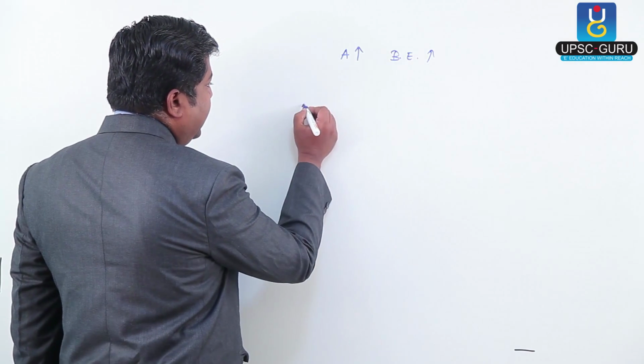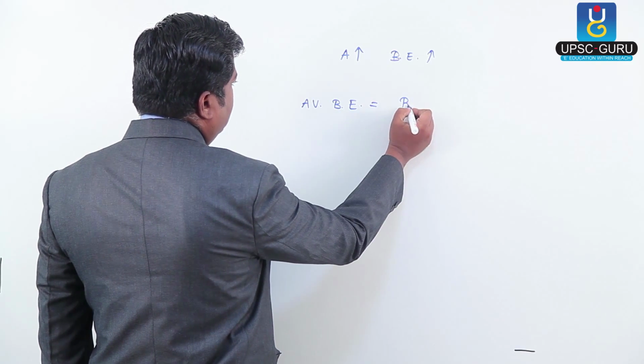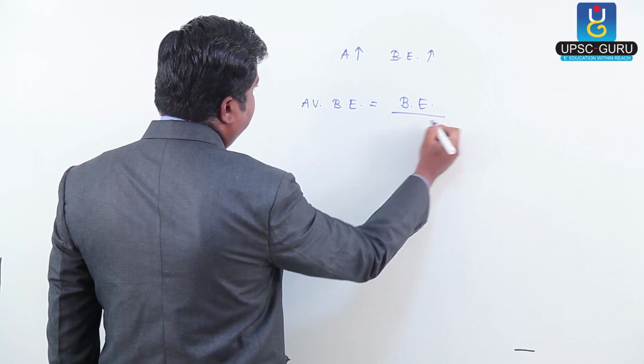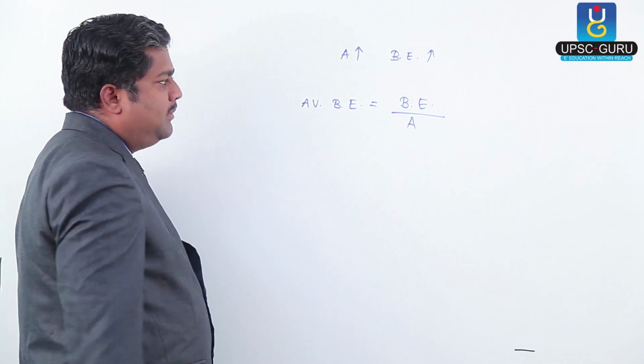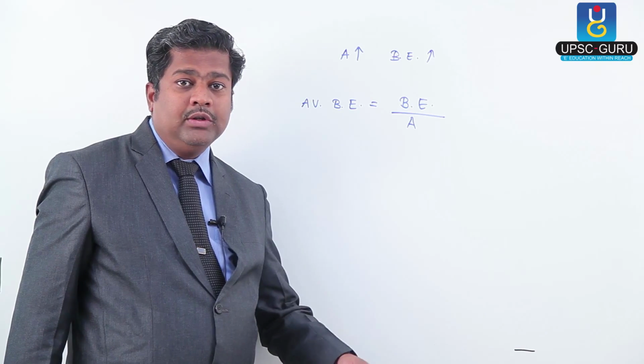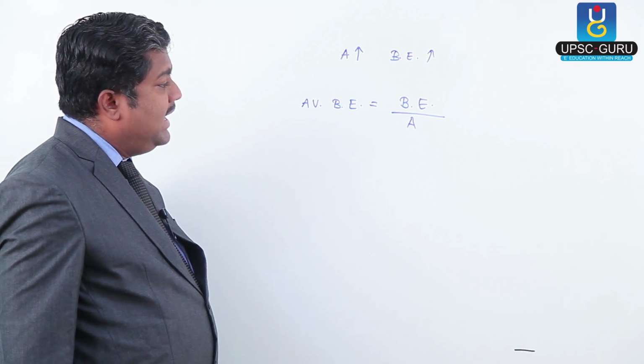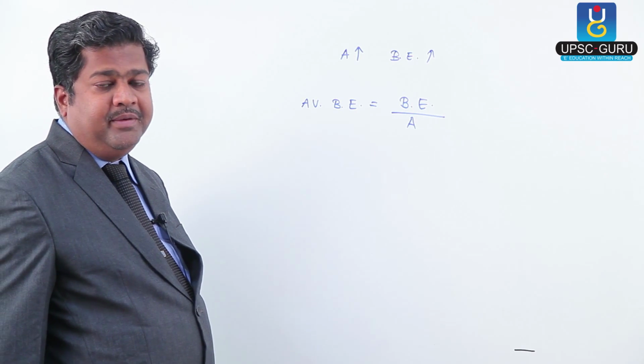Now this binding energy is there in the nucleus, and therefore we are considering it only for nucleons. So what is average binding energy? Average binding energy is equal to total binding energy divided by the number of nucleons. What is the number of nucleons? That is A. You are aware what a nucleon is: proton plus neutron. So the total number of nucleons is A. This is called average binding energy.